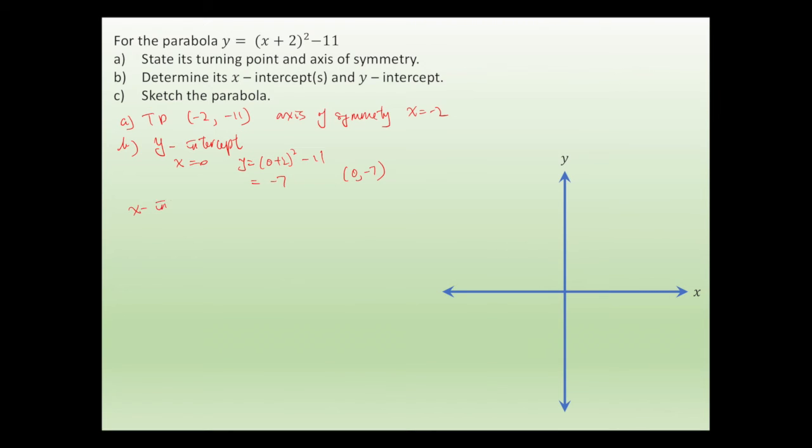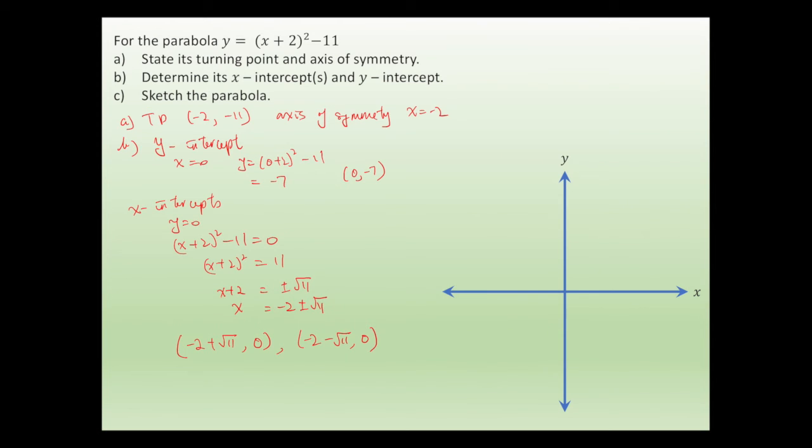And then for the x-intercept, you know that happens when y equals 0. So (x plus 2) all squared minus 11 equals 0, and (x plus 2) all squared equals 11. x plus 2 equals plus or minus square root of 11. x equals minus 2 plus or minus square root of 11. Therefore, the x-intercepts are (-2 plus square root of 11, 0) and (-2 minus square root of 11, 0).